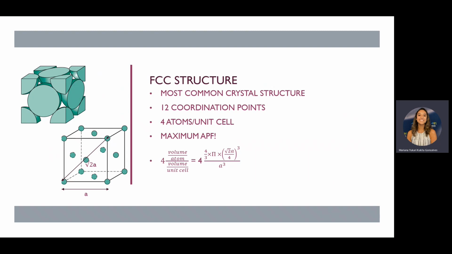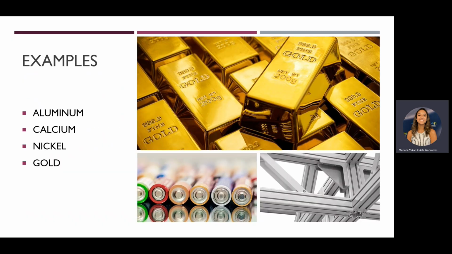So we have 4, which is the number of atoms per unit cell, times the volume that is occupied by a single atom, in which a is the length of one face of the cube, and the square root of 2 times a is the length of the diagonal of a single face of the cube. All of this divided by the volume of a single unit cell, which is simply the volume of a cube. Here are some examples of materials that are classified as face-centered cubic structures, such as aluminum, calcium, gold, and nickel.